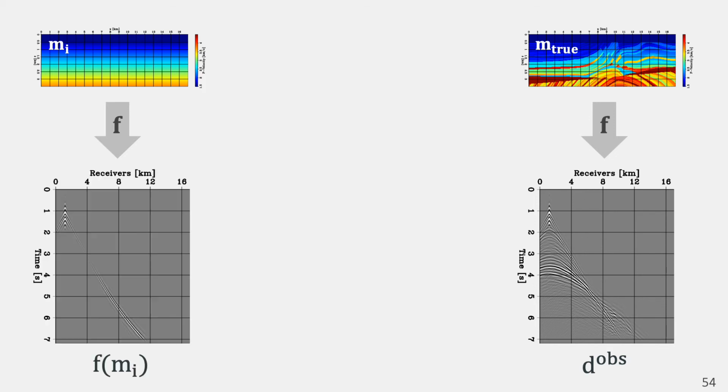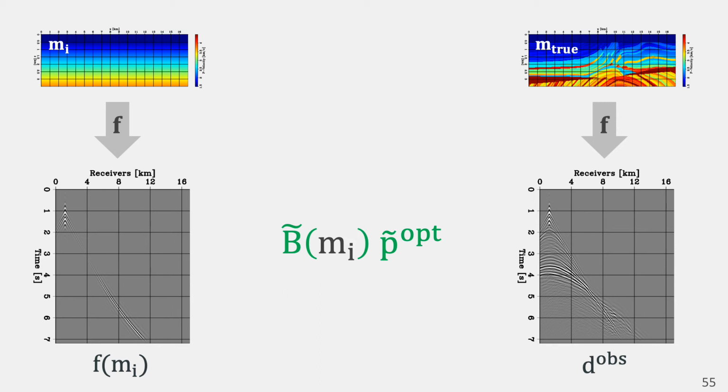Then we generate the equivalent data set and we display the analogous shot gather on the left. For this example, we can already see that the initial prediction F of mi is missing most of the events present in the observed data due to the inaccuracy of the initial model.